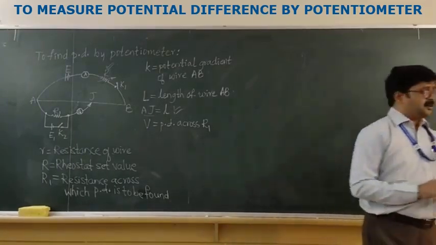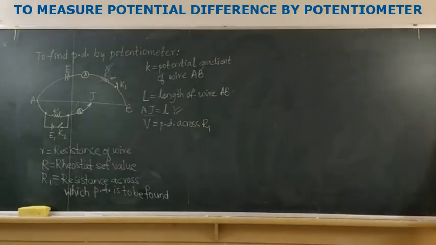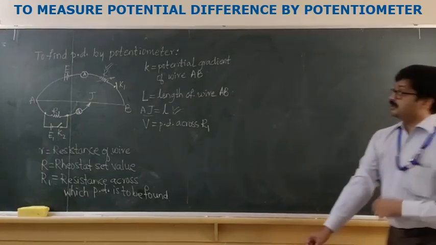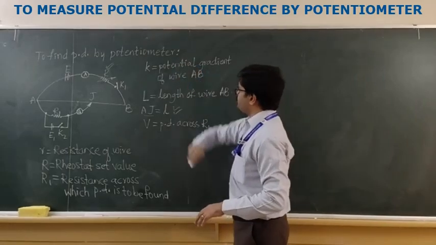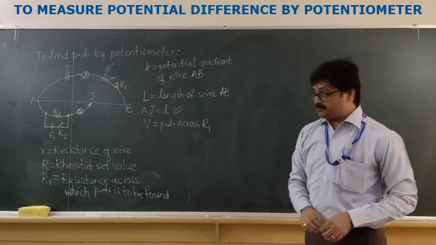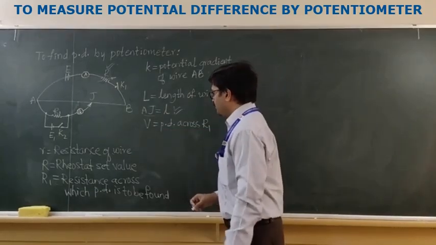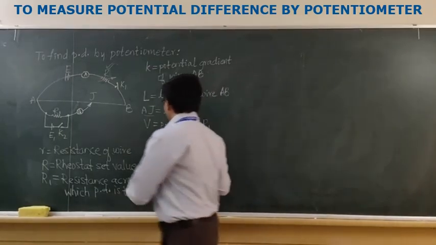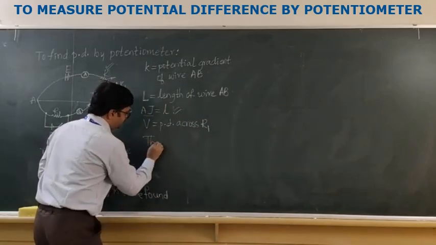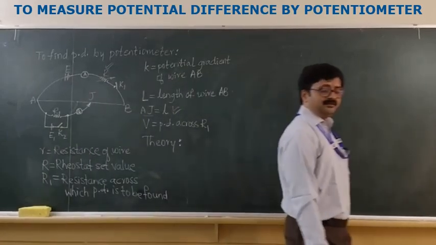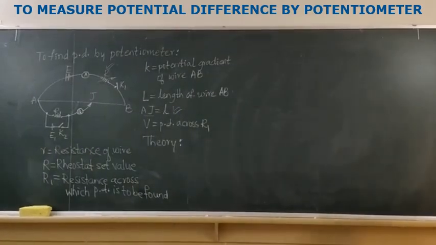Now let us go to the mathematics of it. So let us talk about the theory calculation of this entire portion. Okay, so I am taking K as the potential gradient of wire AB and AJ as small l. Okay, so over here I will write the theory. That means I am deriving a mathematical equation for this particular experiment.